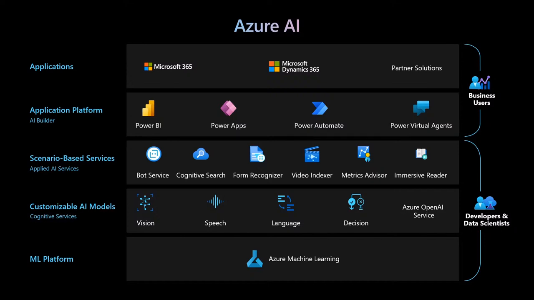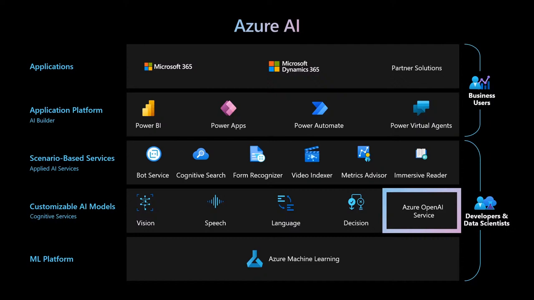So it also includes scenario-based services like the bot service or the cognitive search, and cognitive services, offering customizable pre-trained models for specific domain applications. So they could be applications that use vision, speech, or language, and the Azure machine learning, which is based on the whole of the Azure AI platform, which is designed for data scientists and developers wishing to build their own machine learning models from scratch using their own data and then deploy and manage them.